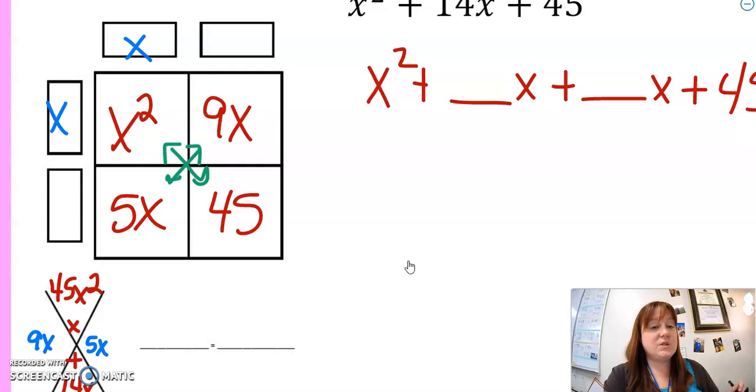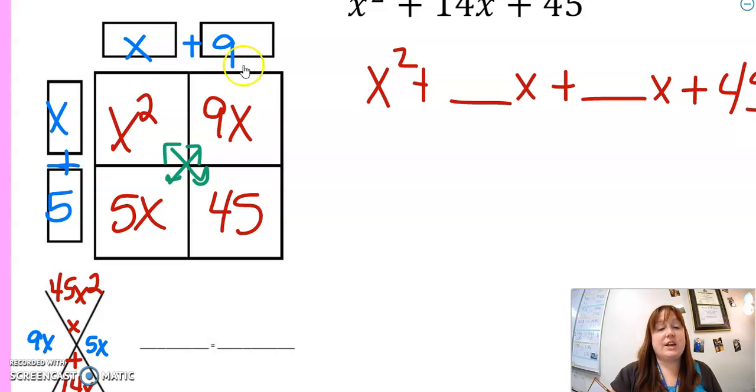Okay, and so if this first one is x right here, what does this have to be? Well, that has to be positive 9 to get 9x. And then this one has to be positive 5 to get 5x. And then I check the last box, make sure 9 times 5 does multiply to 45. So this is my original function before I added those two together. Therefore, these are my factors.